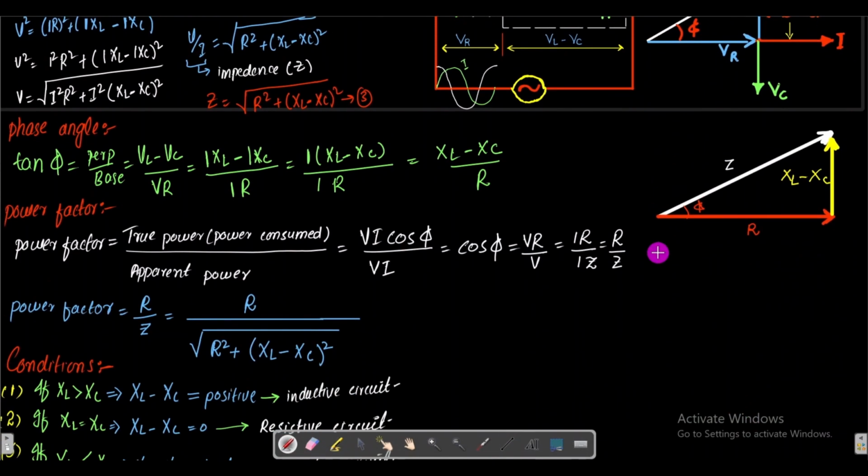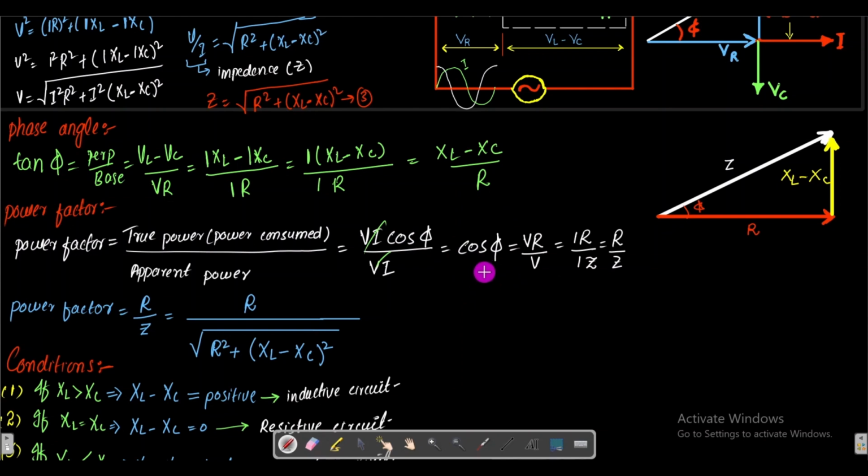Now we will discuss the power factor. So the power factor is equal to the true power, which is actually the power consumed in the circuit, divided by the apparent power. So the true power is equal to VI cos phi divided by the apparent power, which is equal to VI. So this VI and VI will be cancelled out, and it will be equal to cos phi.